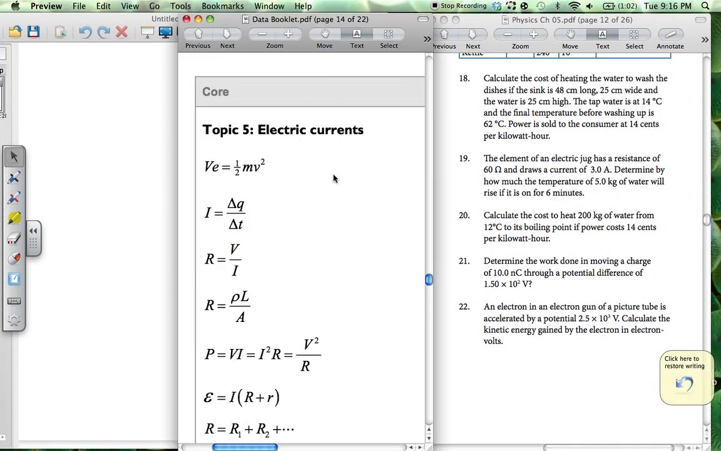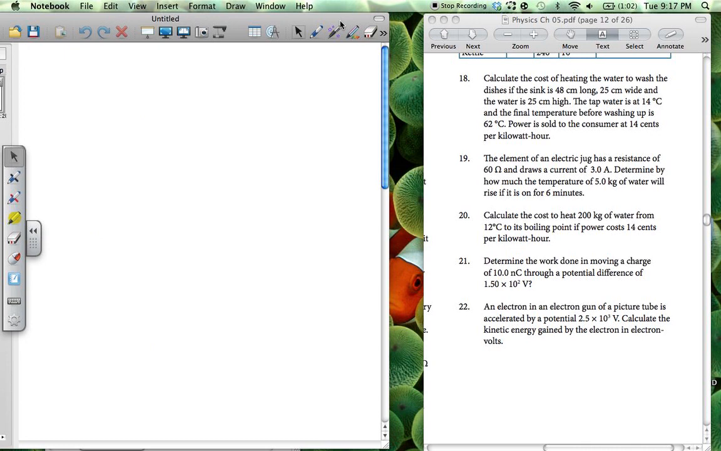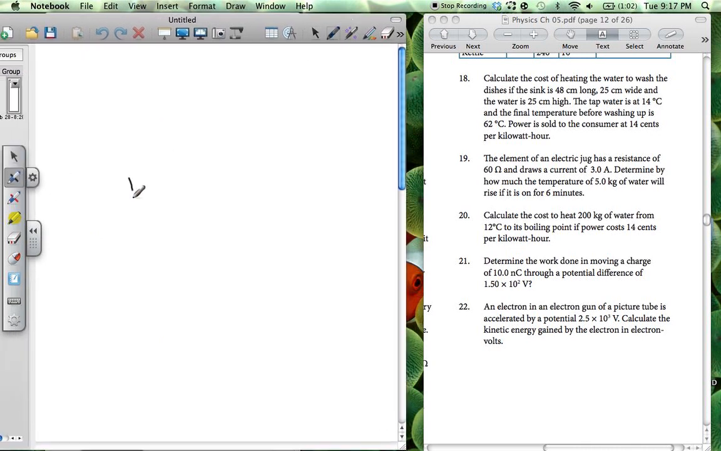So we can use this formula over here, that the power is equal to I squared R. That will give me the power. So if I just bring that in, my power is equal to I squared R. So that is going to be, I is 3, so it's going to be 3 squared, don't forget the squared, times 60. So it's going to be 9 times 60, it's 540 watts or joules every second.